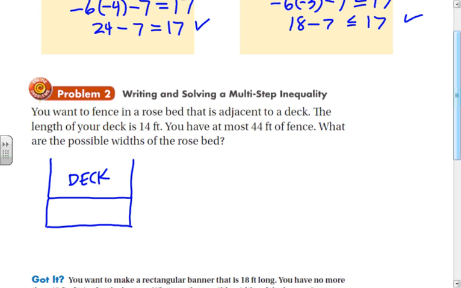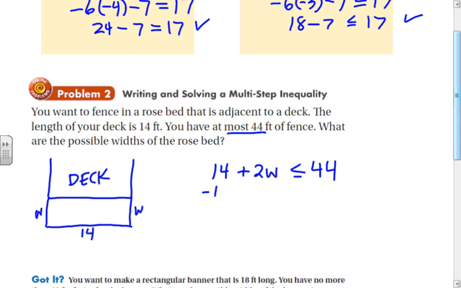Okay, and so we know the length of the rose bed will be 14. We don't know the width. Let's let W be that width. And we have 44 feet of fence, so we can't use any more than that. At most means less than or equal to. So we're going to use that in our inequality. And then we just have to represent the 3 sides that we are combining to get the perimeter of our rose bed, and that would be 14 plus 2W.